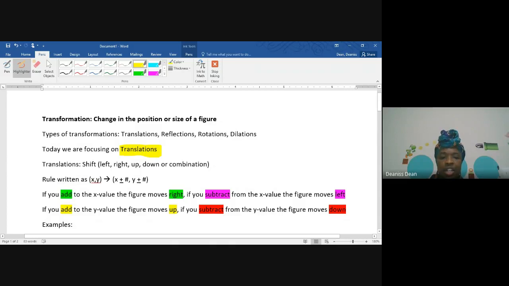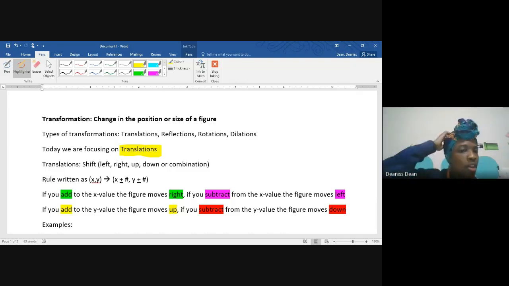So translations just shift a figure left, right, up or down, or a combination of the two. You should have maybe talked about it as shifted left, shifted right, up 3, down 2. It just depends on how much y'all went into it last year. But you can write rules for transformations. On the practice I'm giving you, you're not having to write the rule. I'm going to talk about that a little more next week.